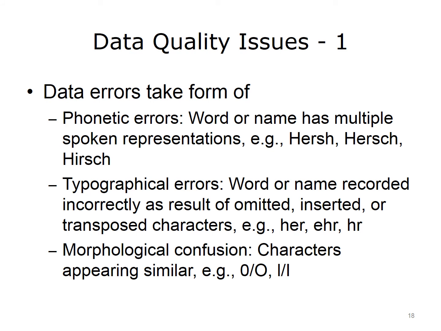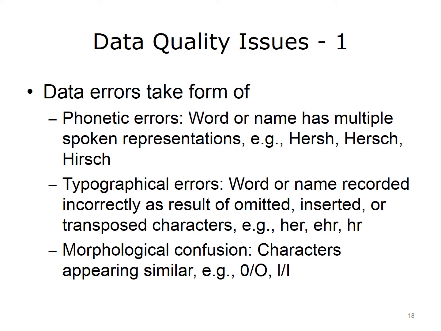There are also a number of data quality issues in the algorithmic matching process. Data errors take several different forms. There are phonetic errors, where a word or name has multiple spoken representations, such as the name Hirsch, which may be spelled H-E-R-S-C-H or H-I-R-S-C-H. There are also common typographical errors that occur when data is entered. As a result, there may be omitted, inserted, or transposed characters. For example, the word HER may be transposed to form EHR, or a letter may be omitted, such as HR.